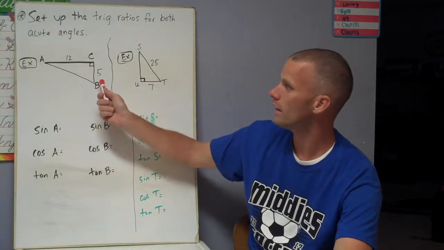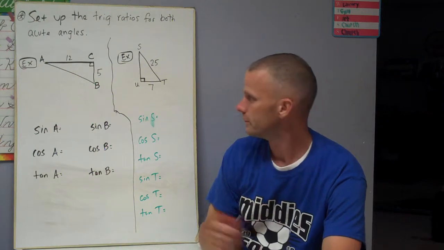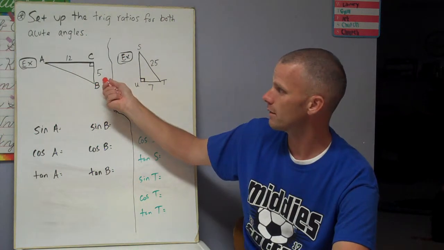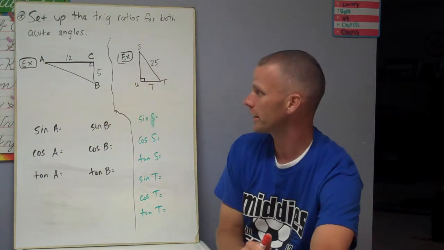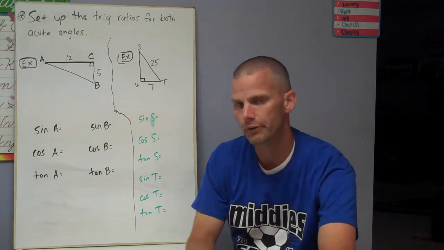So we've got a right triangle. Notice we only have two sides marked. We've got segment CB with a length of 5 and segment AC with a length of 12. We need to know what this third side is. How are we going to figure it out?